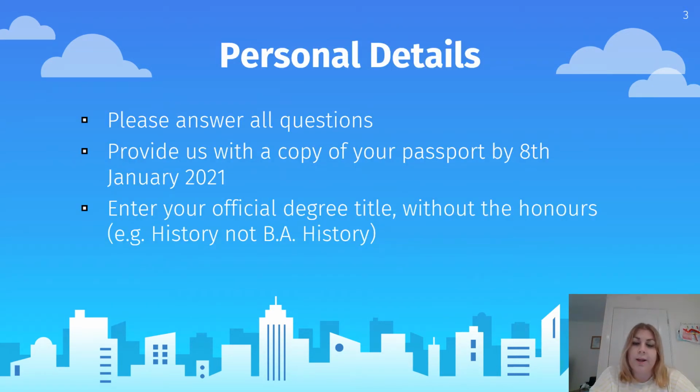So to go through the application, you'll receive a link within the email where you've received the link to this video too, and that will have the application details within it. So the first section of 4 is personal details. So you need to please answer all of these questions. We also need you to provide us with a copy of your passport by the 8th of January, which is the deadline. And when you're entering your official degree title, please enter it without the honours. So for example, if you're studying history, just put history and not BA history.